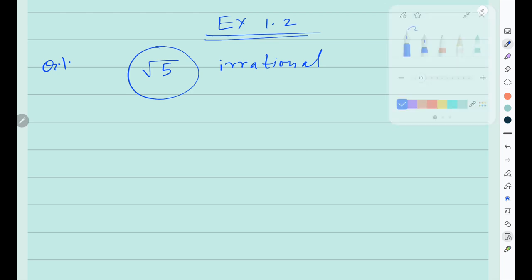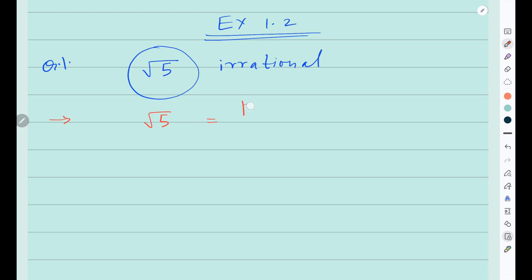So what we will do, let me just take it in red color. We will take the approach of assuming that square root of 5 is rational, and then see what happens if we treat it as a rational number. And if something unexpected happens, then we were wrong in our assumption. So let us assume that square root of 5 is rational.